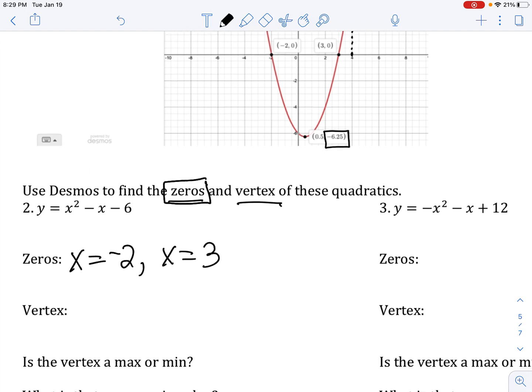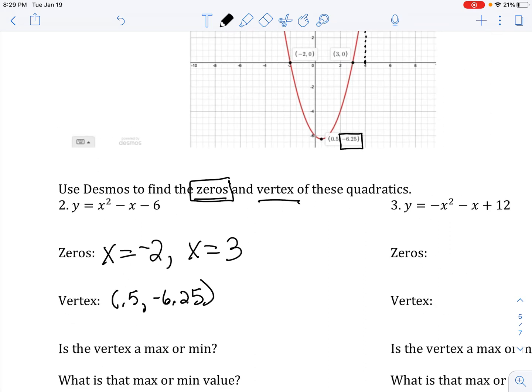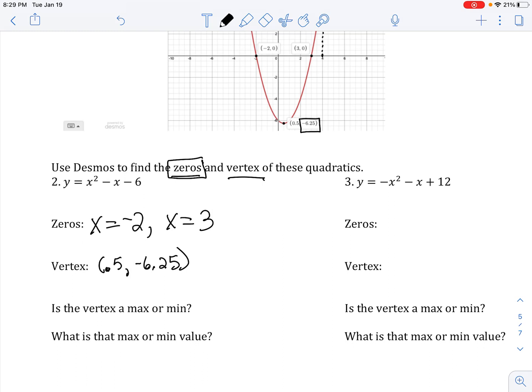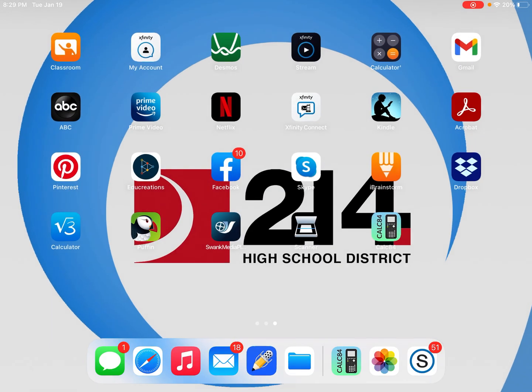Vertex. Wait, that was the same one that we just did, right? I don't know why I retyped that in. So the vertex, 0.5, negative 6.25. It was the same equation and I didn't even realize it. Good Lord. The vertex is a min and that min value is negative 6.25. I don't know why I just had to do that same one again. All right, let's do the second one.